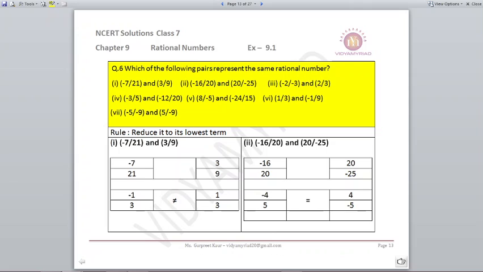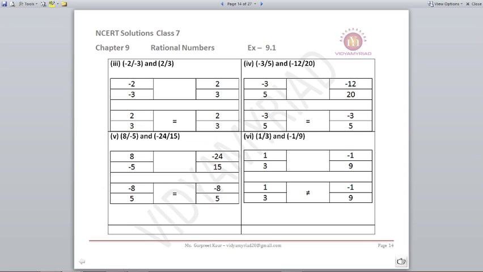Minus 16 upon 20 can be further reduced to minus 4 upon 5. And 20 upon minus 25 can be reduced to 4 upon minus 5. We can shift this minus up. It can also be written as minus 4 upon 5. It means both are same. For the third part, minus 2 upon minus 3 can be written as 2 upon 3. The other number is 2 upon 3.